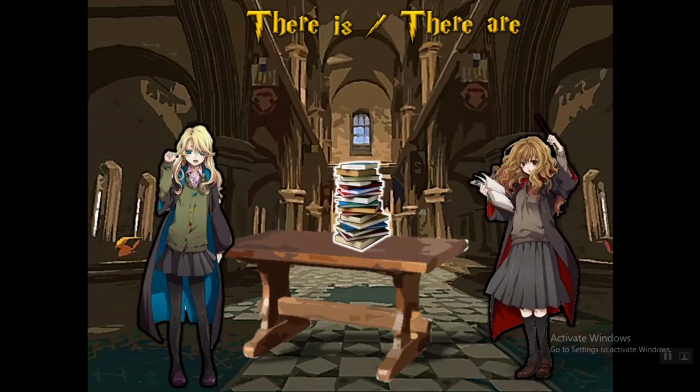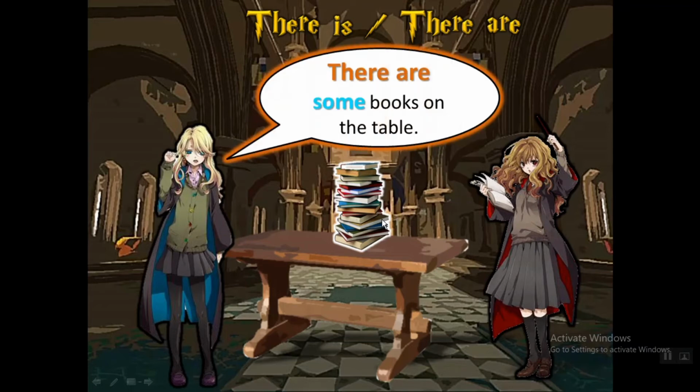Look here. What can you see on the table? Great. Books. Many books. Singular or plural? Of course, it's a plural. We can count. We can say 2 books, 3 books, 10 books. So, we use there is or there are. Great. We use there are. There are some books on the table.